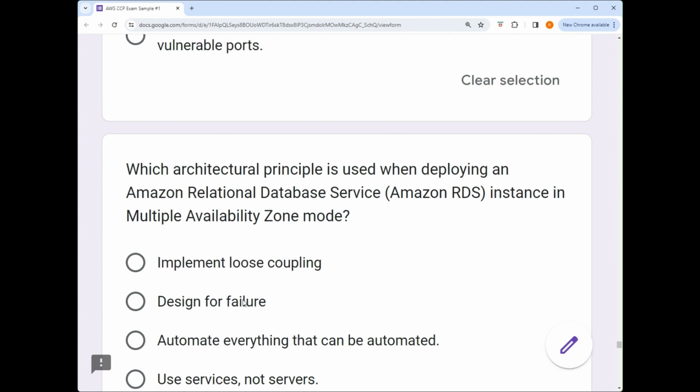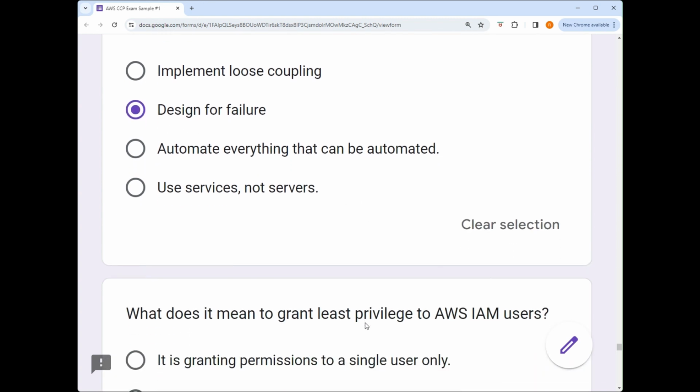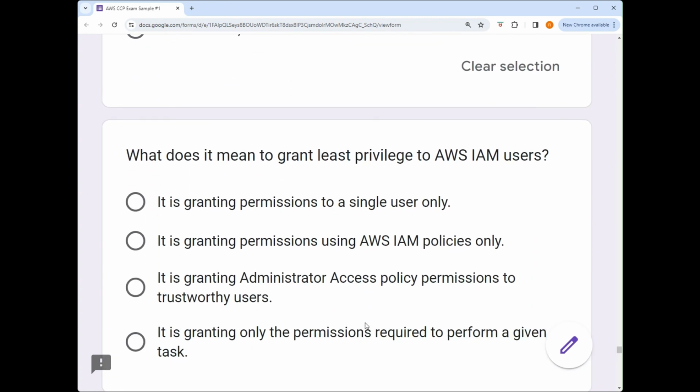Which architectural principle is used when deploying an Amazon Relational Database Service, Amazon RDS, instance in multiple availability zone mode? Implement loose coupling. Design for failure. Automate everything that can be automated. Use services, not servers. Correct answer: Design for failure.